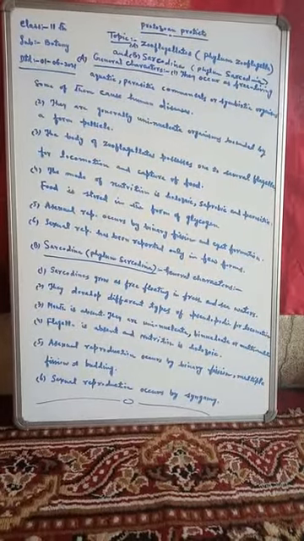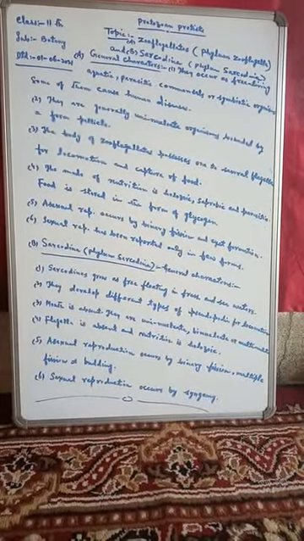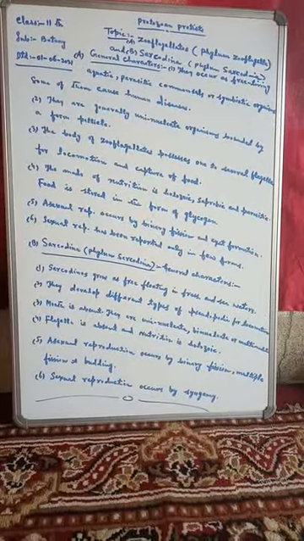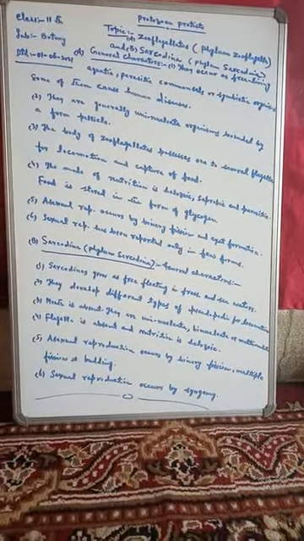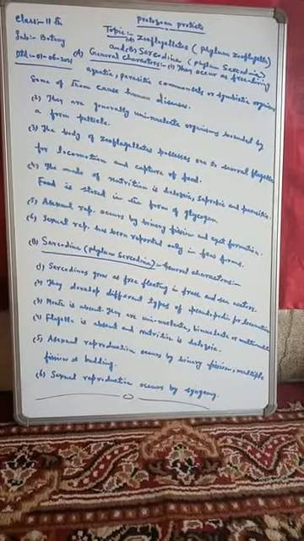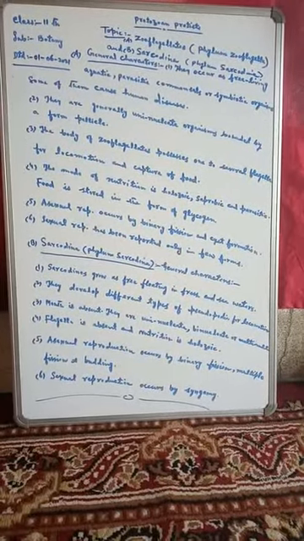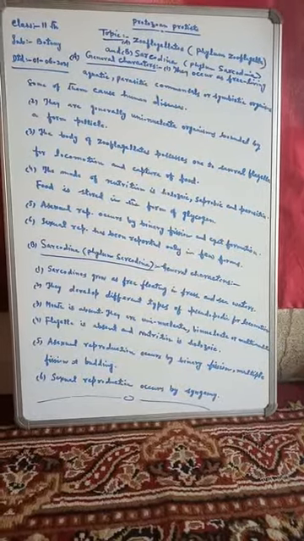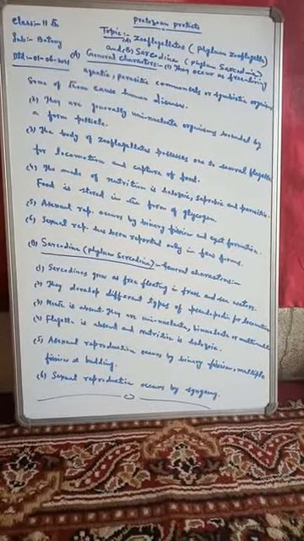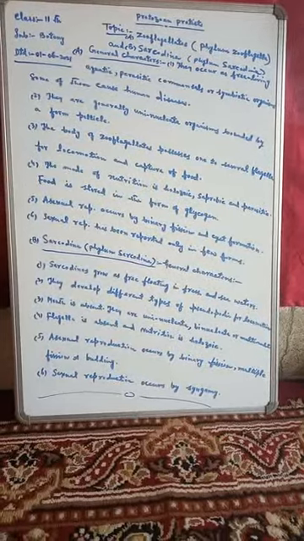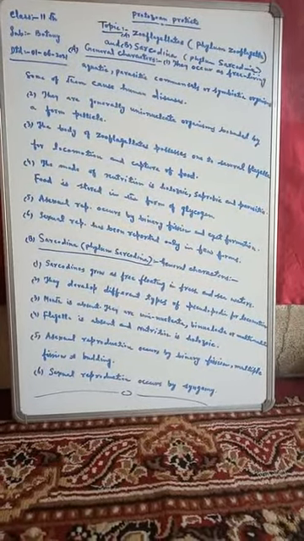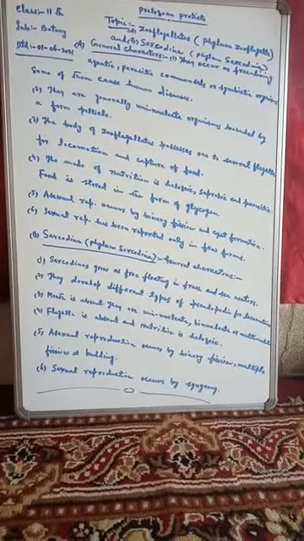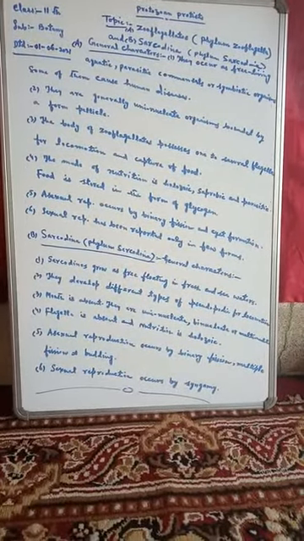Second general character is they are generally uninucleate organisms bounded by a firm pellicle. It means that they have a single nucleus, or generally we can call them uninucleate organisms, and are bounded by a cell wall which is called the pellicle.